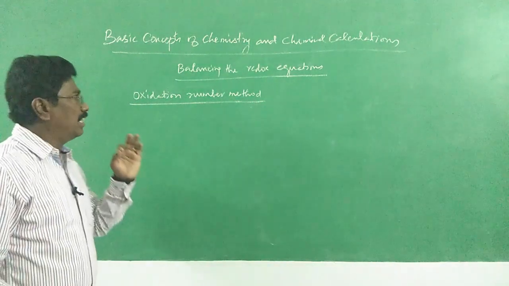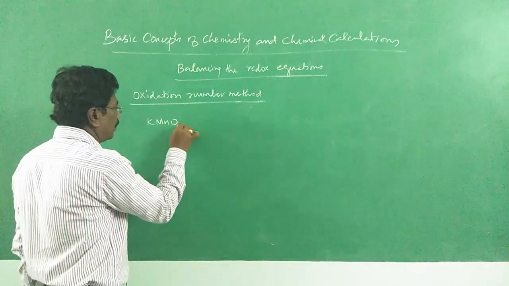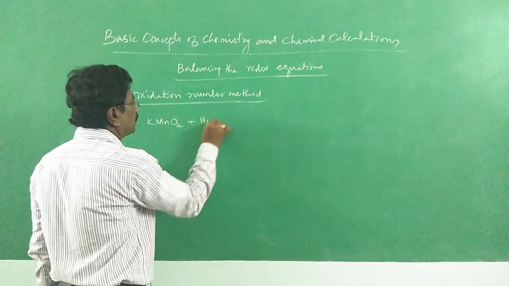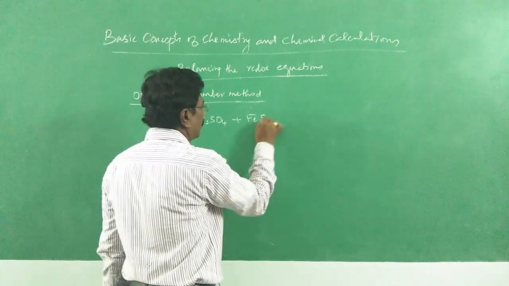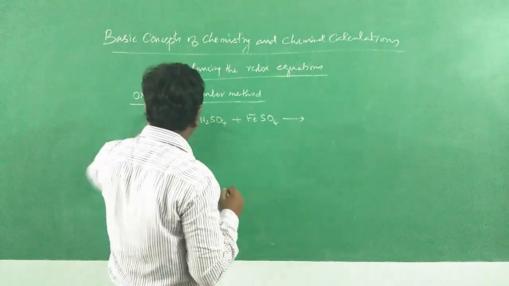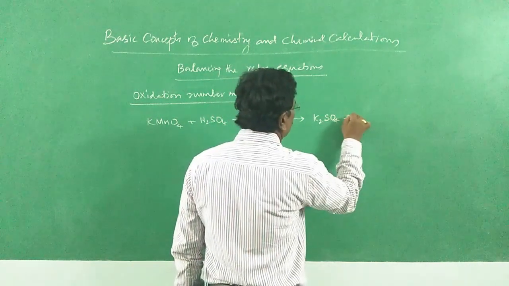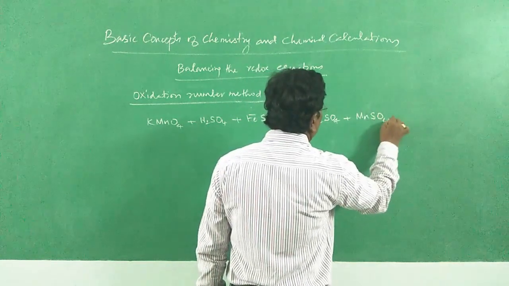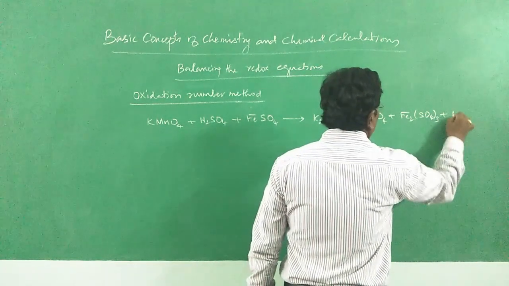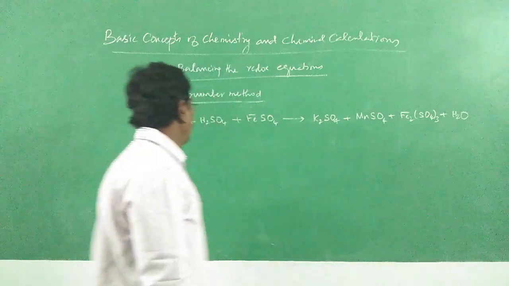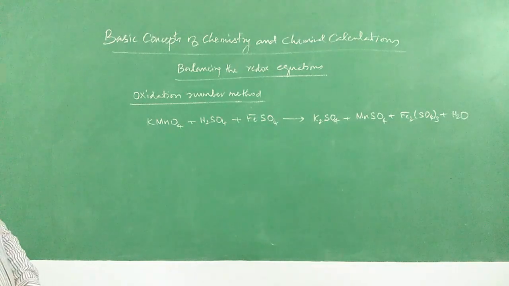Let me give you a redox reaction. Oxidation of ferrous sulfate using acidified potassium permanganate. Acidified potassium permanganate oxidizes ferrous sulfate into ferric sulfate. During that process, potassium becomes potassium sulfate, manganese becomes manganese sulfate, and we also get water. Alright, this is the reaction. This equation we are going to balance using oxidation number method.